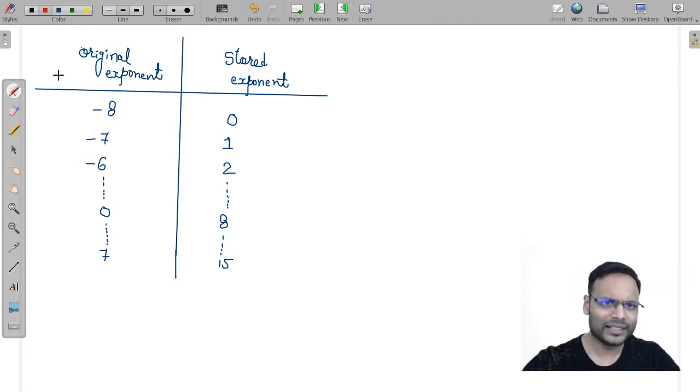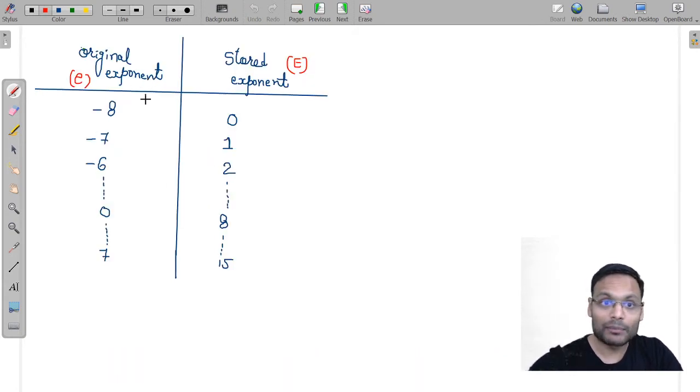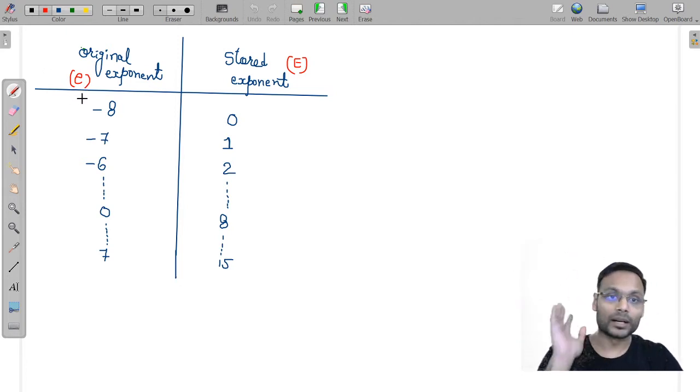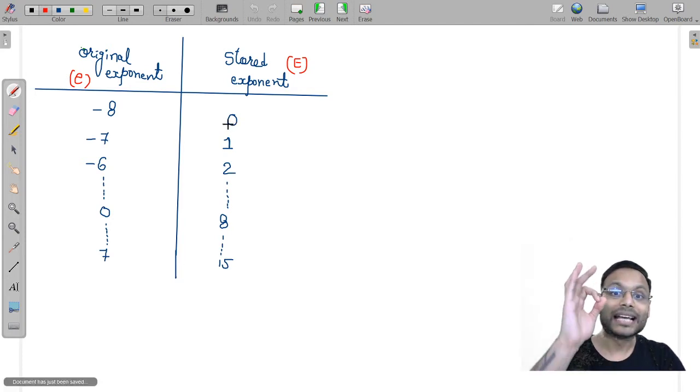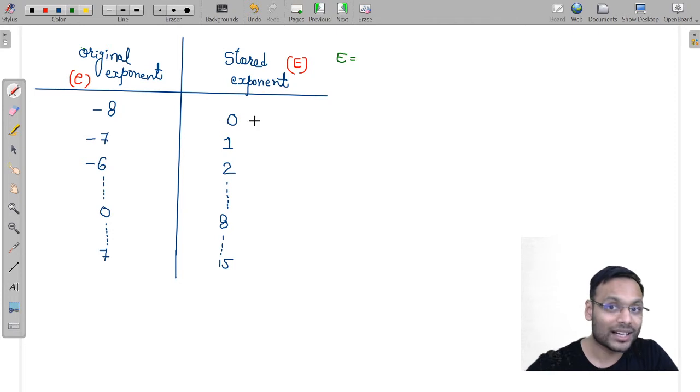I am representing my original exponent as a small e and capital E as the stored exponent, which I can see here. So I am storing capital E. This is my original exponent of the number. If -8 came in the exponent of the number, I stored 0. What did I do exactly? I have gone with this, because I want to get capital E, which I want to store, by doing this.